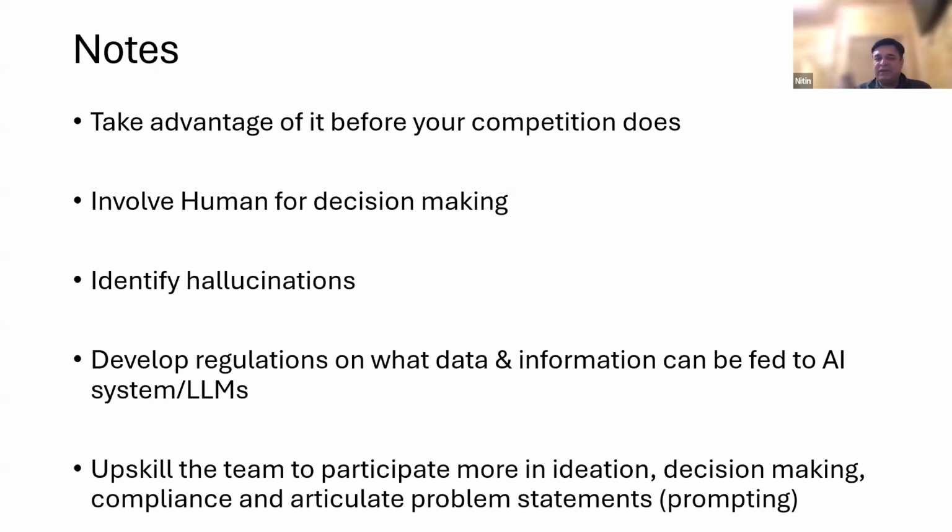So careful decision making is always required when we want to use it for work. Identifying hallucinations, making sure that we validate that whatever data is generated by AI is factually correct, is required. And then we also, as an organization, if we are trying to take advantage of Gen AI, need to develop regulations on what data to use for training the AI system.